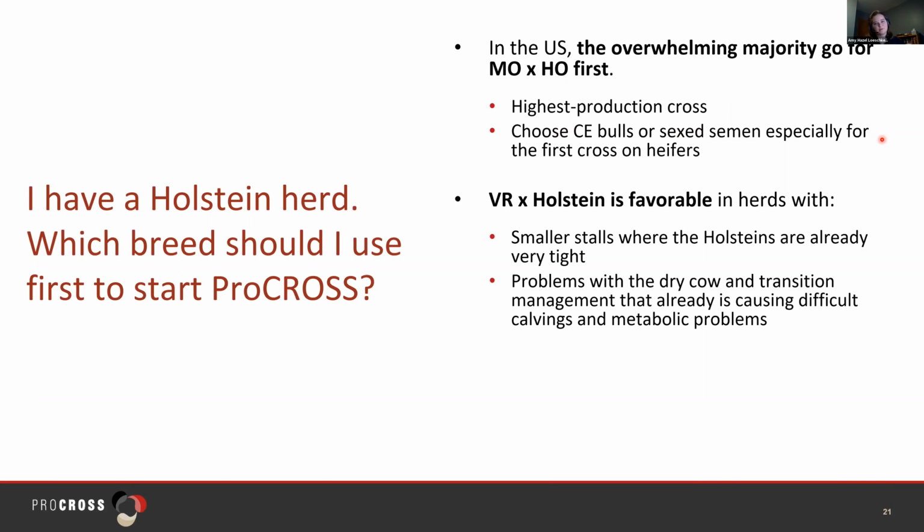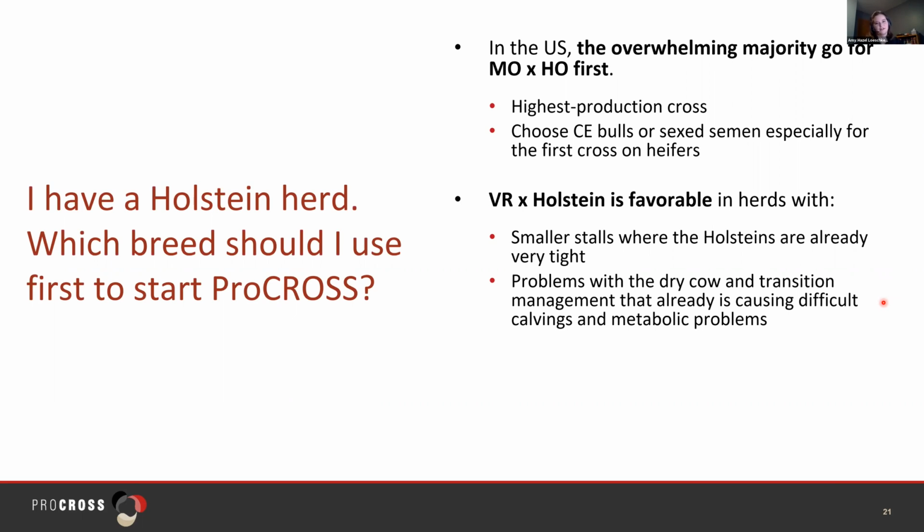Now, some herds will opt to use Viking Red first, and there's differing opinions on this. This is just my opinion, and generally what happens for Creative Genetics here in the US. But some people will go to Viking Red first because it really reduces body size. So if you're in an older type of facility, or you have smaller stalls, and you need a shorter and smaller bodied cow, the Viking Red is the place to go first to really reduce that body size.